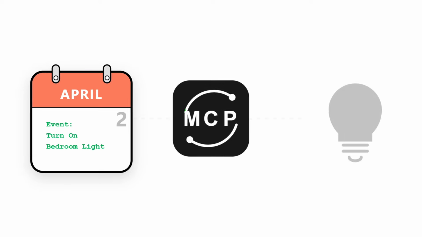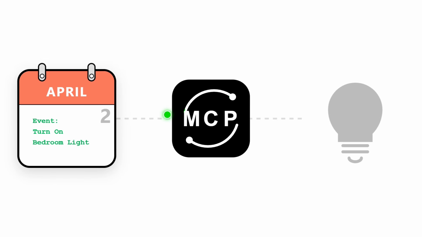In this video, I'll show you how to use n8n to replace Home Assistant's default voice system and build a powerful new one. We'll capture commands directly from Google Calendar, let an AI understand your intent, and then use the MCP to take direct control of your smart home.